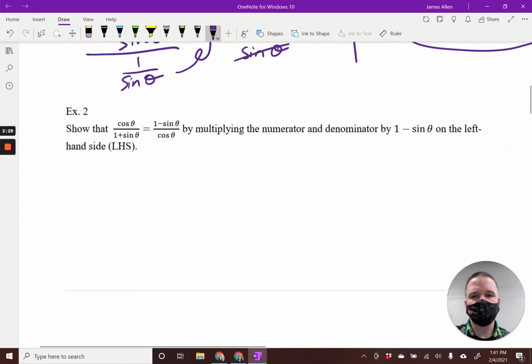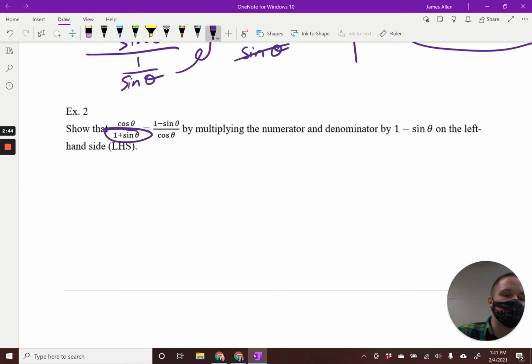Next one. Show that cosine of theta over 1 plus sine of theta equals 1 minus sine of theta over cosine of theta by multiplying the numerator and denominator by 1 minus sine of theta. 1 minus sine of theta is the conjugate of 1 plus sine of theta. That's why we chose 1 minus sine of theta. It wasn't because of the right-hand side. It's because of what we saw on the left-hand side. All right, so we're only going to work with the left-hand side in this, and that's what you're going to see in these more proof type or verifying identities types of problems.